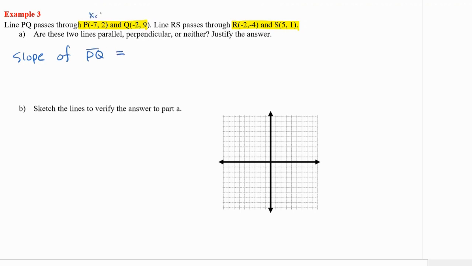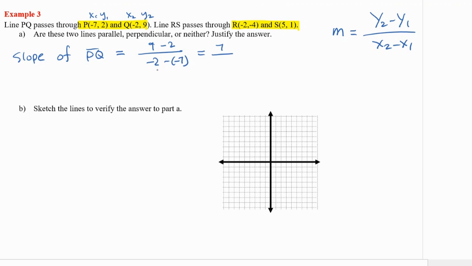So x1, y1, x2, y2, and the slope formula is y2 minus y1 over x2 minus x1. Okay, here 9 minus 2 over negative 2 minus negative 7. 9 minus 2 is 7. Negative 2 plus 7 is 5. So 7 over 5. That's the slope of PQ.